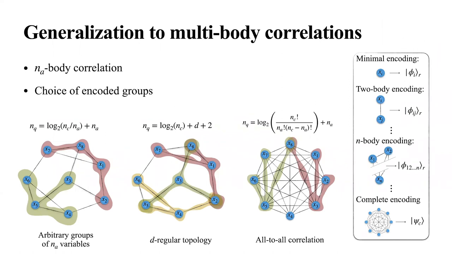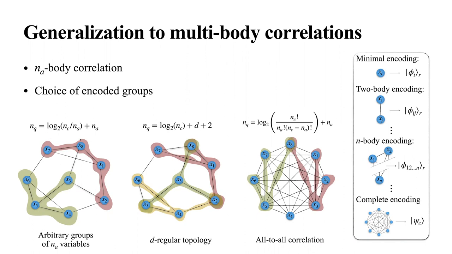After we're done, we can easily generalize this to multi-body correlation. So now the idea is that if you want to include three-body, four-body, or five-body correlations, you need to use 3, 4, and 5 ancilla qubits. Again, there are always choices. What groups are you encoding? For example, you could encode a disconnected group. In that case, it would be a four-body correlation, so 4 ancillas, and I would need 2 groups.